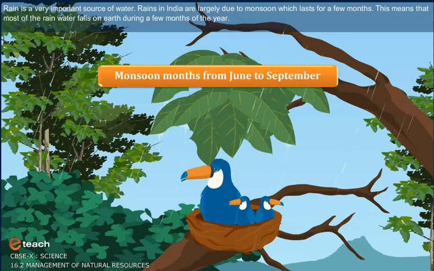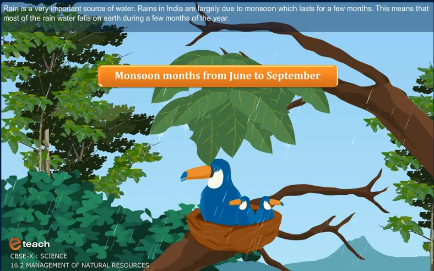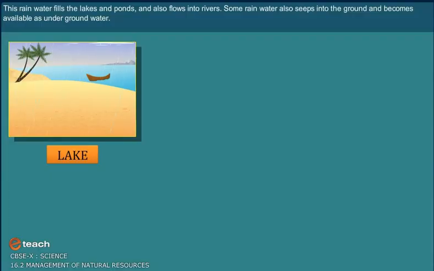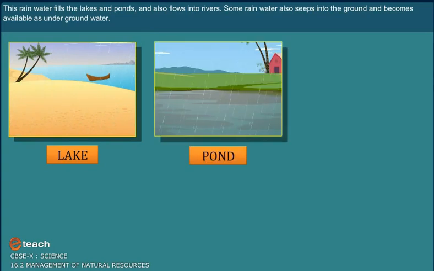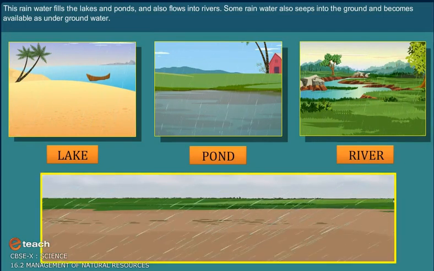Rains in India are largely due to monsoon, which lasts for a few months. This means that most of the rainwater falls on the earth in a few months of the year. This rainwater fills the lakes and ponds and also flows into rivers. Some rainwater also seeps into the ground and becomes available as underground water.